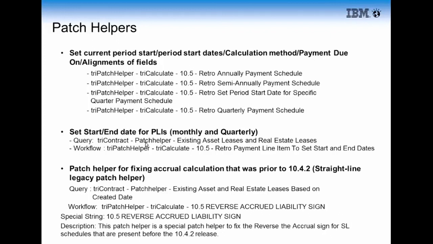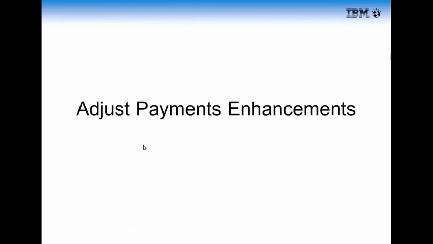Why do we need this start and end date? It is to calculate the partial. These are strictly required for straight line, and they are not visible to the user, but they are required in our system, in the background, in order to do the partial calculation. And finally, I have the final patch helper workflow.